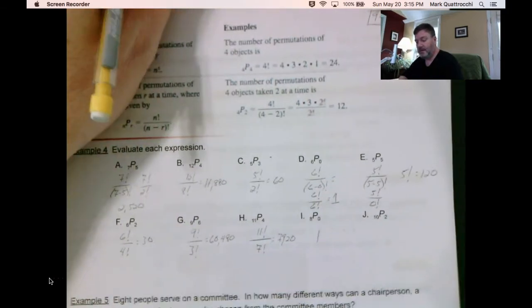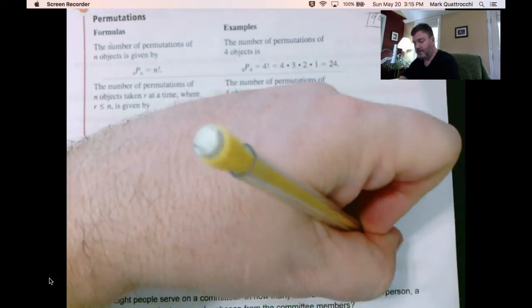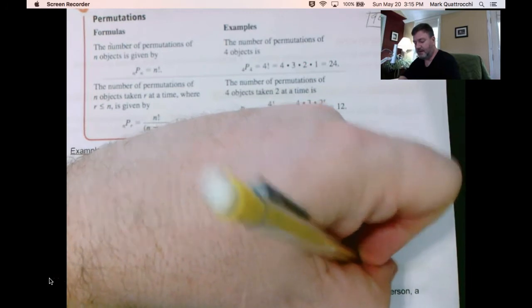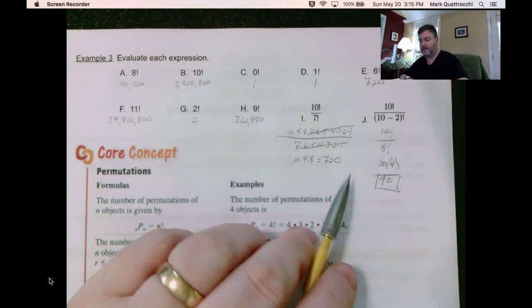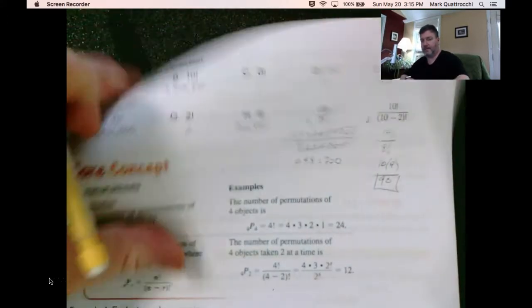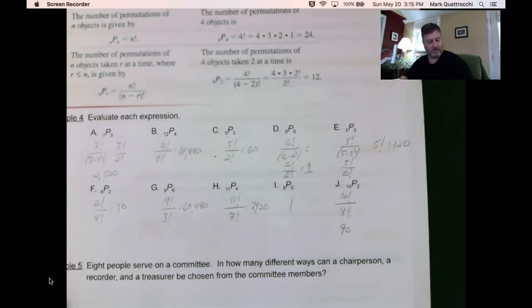10P2, 10 factorial over 8 factorial, which is 10 times 9, or 90, which is the same one that we got up here. So that one up here is the same as the one down here. Okay.